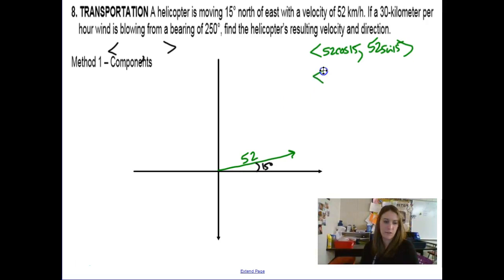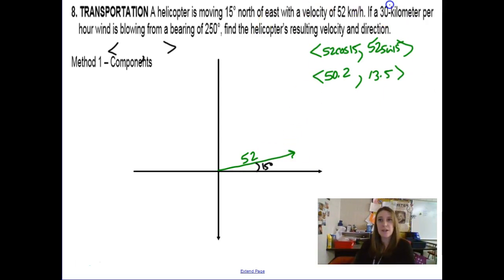I'm pretty sure I have these answers somewhere. Maybe not. I guess not. Get my trusty calculator. All right, so the horizontal component is 50.2 and the vertical component is 13.5. I'm just rounding to the tenth place if we're all okay with that. I'm going to keep that in mind, and then I'm going to look at the wind.